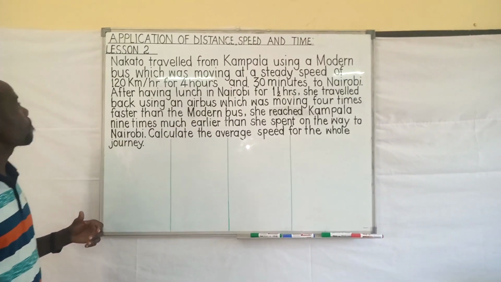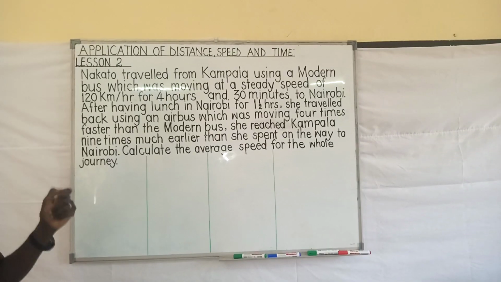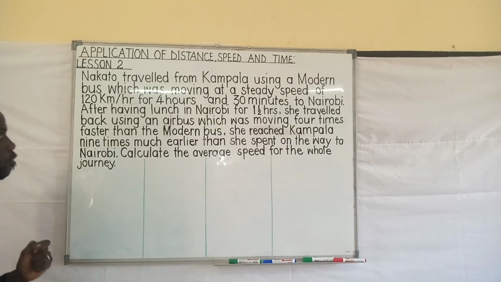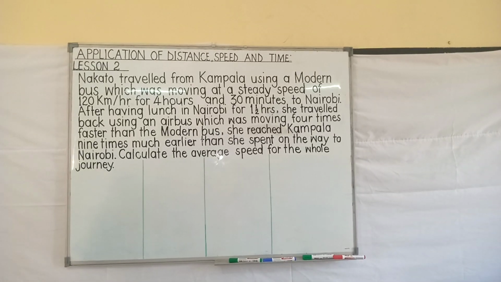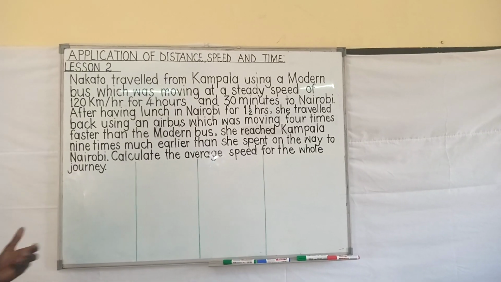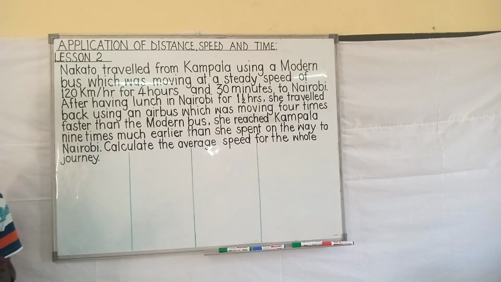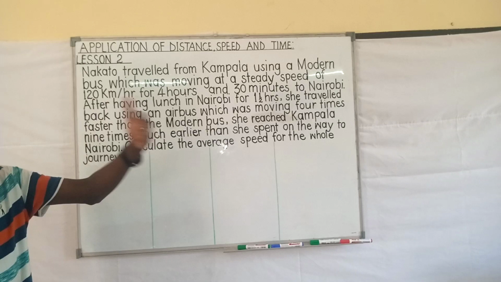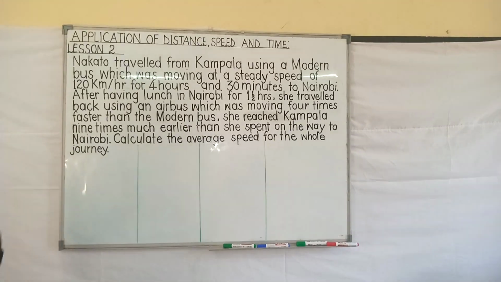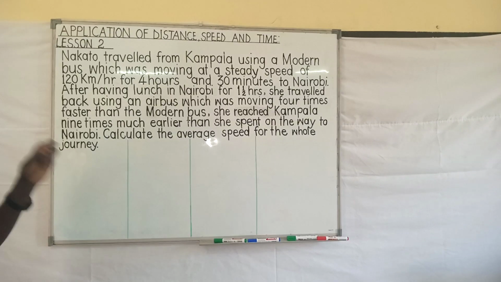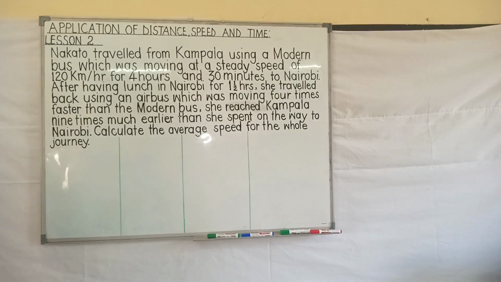The question says, Nakato traveled from Kampala using a modern bus, which was moving at a steady speed of 120 kilometers per hour for 4 hours and 30 minutes to Nairobi. After having lunch in Nairobi for 1.5 hours, she traveled back using an Airbus, which was moving 4 times faster than the modern bus. She reached Kampala 9 times much earlier than she spent on the way to Nairobi. Calculate the average speed for the whole journey.